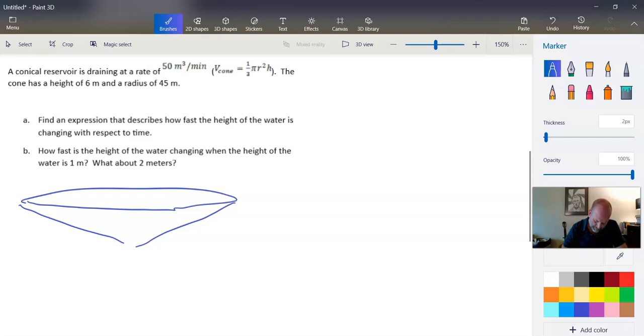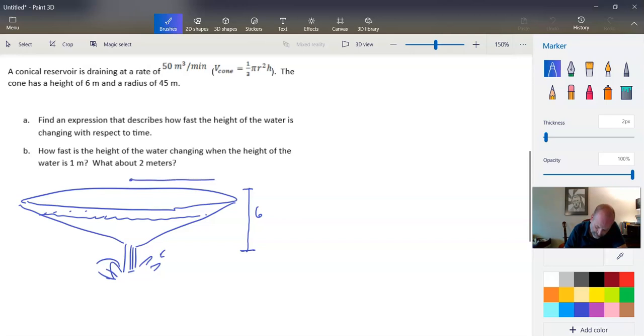And yeah, this thing's draining. We'll just assume it's draining out the bottom. It's all flowing out here. In any case, all we need is a cone that's draining. There's going to be a height of the water, right? It's going to be at some height anyways. So let's just mark in what we know here. So we know that's 6 meters. It's a radius of 45, so that means it's 90 meters all the way across. We know here we have 45 meters.